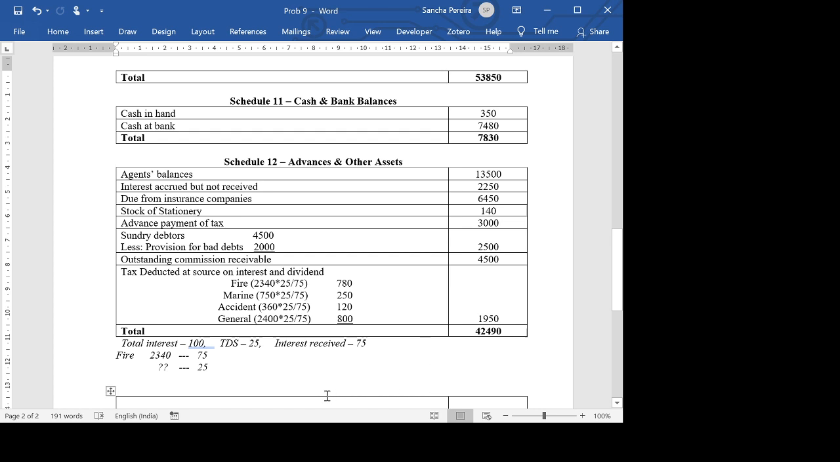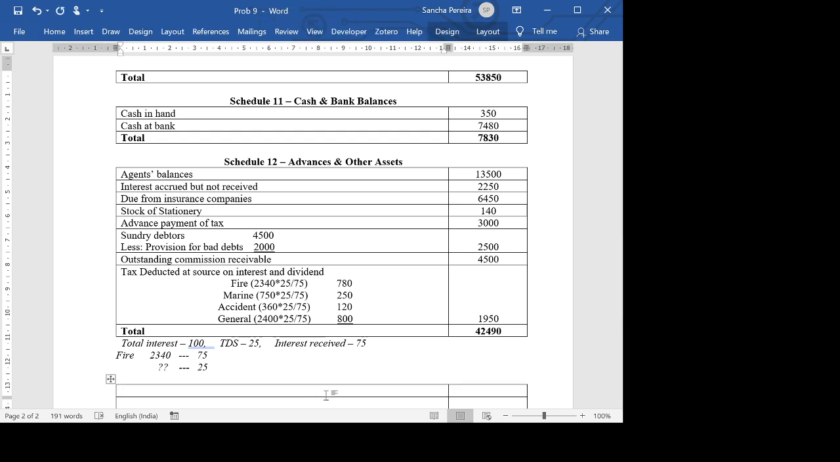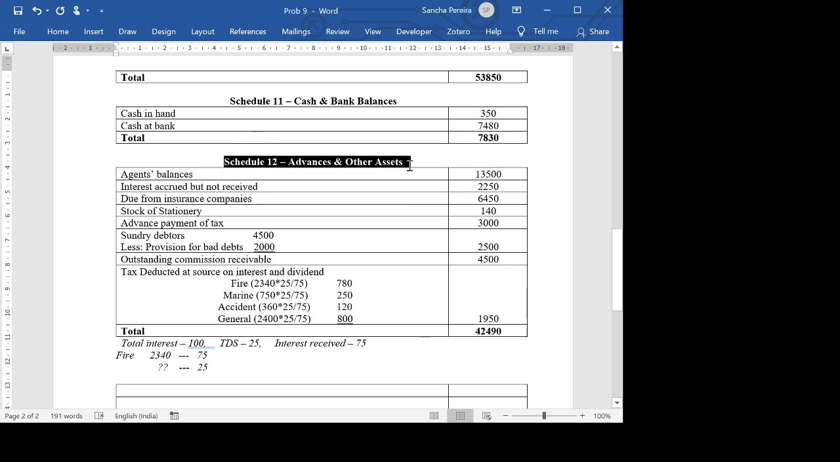Is that clear, everyone? I hope this is understood. If it's not understood, please ask me. I can explain it again. Any questions with regard to this? It's just a kind of proportion calculation that I have done.